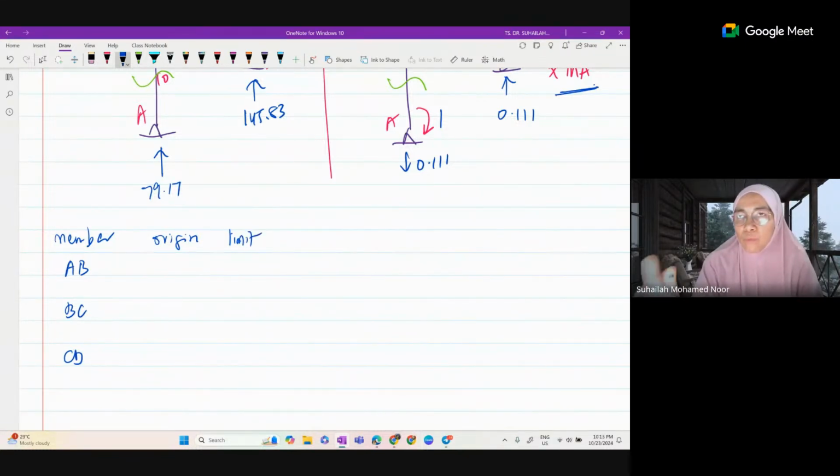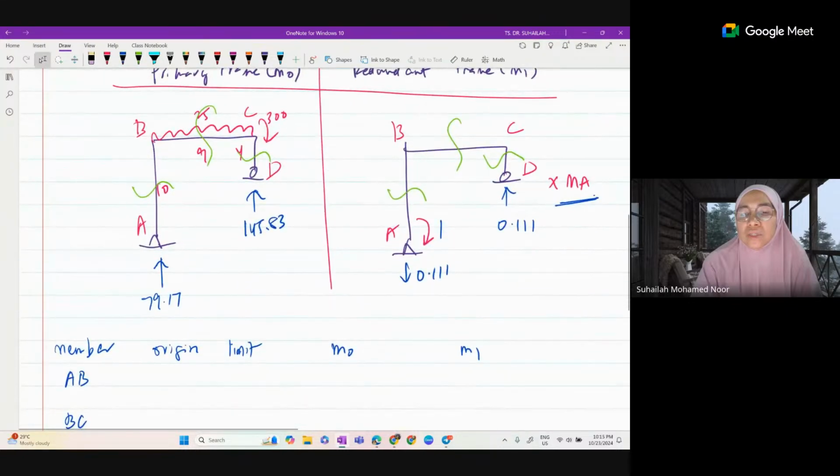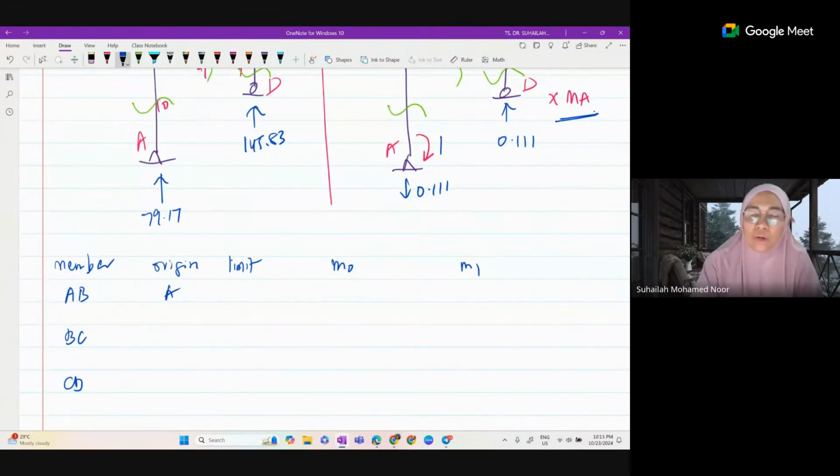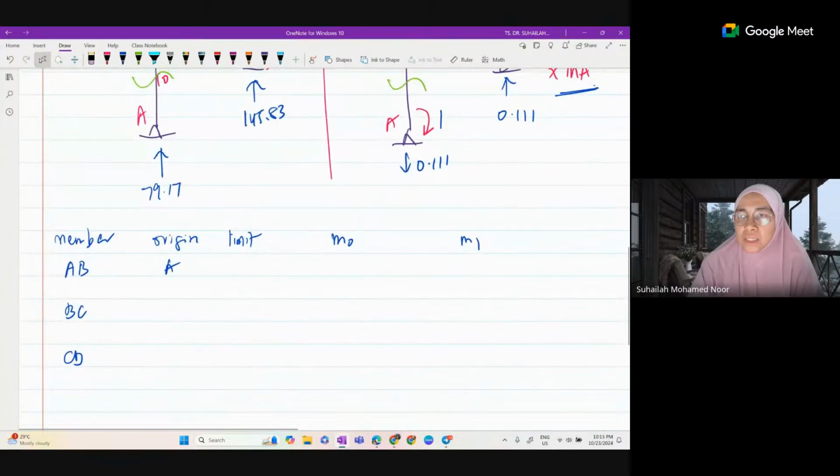We have 2 moment equations coming from 2 systems. We have M0 and M1. If we have 2 redundants, we will have M2. But now we have M0 and M1 only. So for AB, origin A should be the origin because it is the easiest section. For CD, origin D, again because it is the shortest and easiest cutting section.